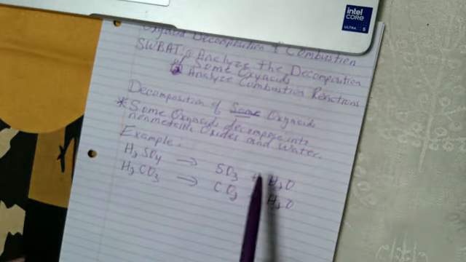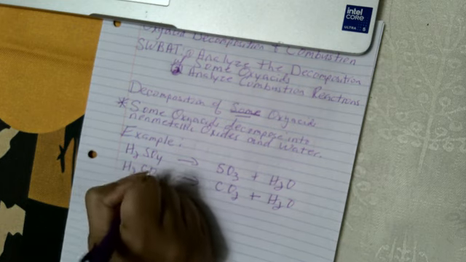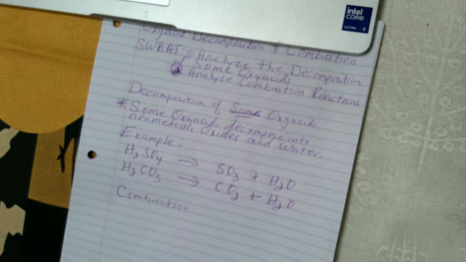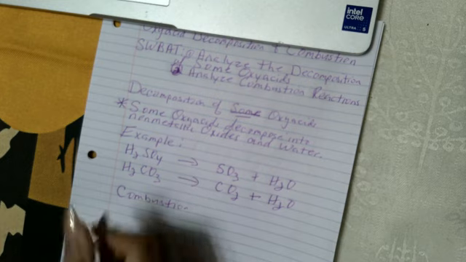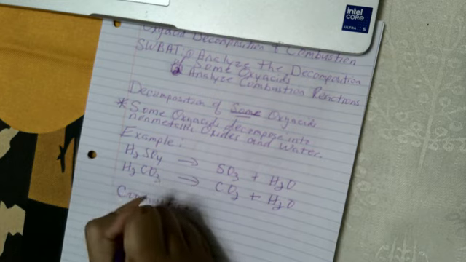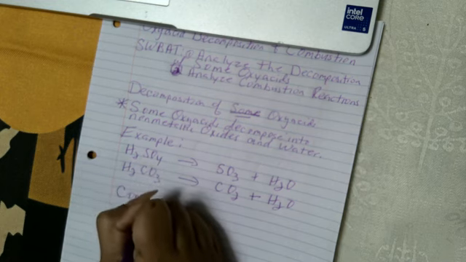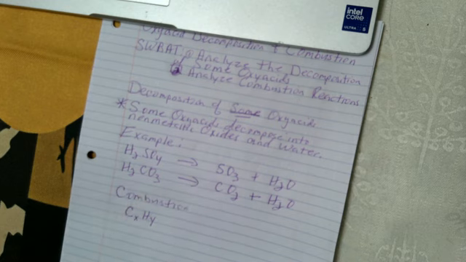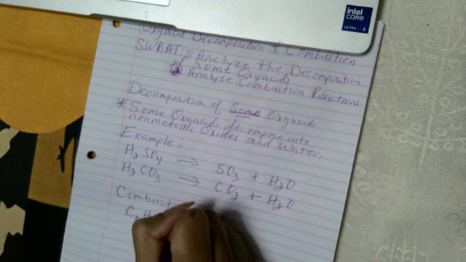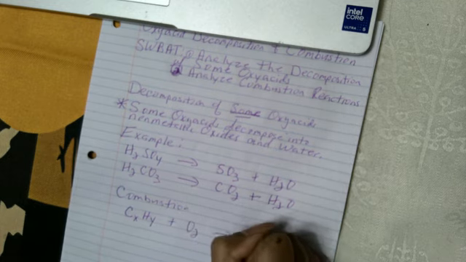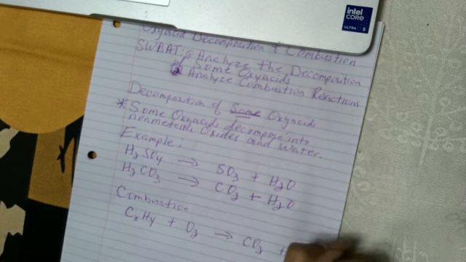The next type of reaction is called a combustion reaction. And what I'm going to do first, let's write combustion. And I'm going to give you the general formula for a combustion reaction. Okay, this is going to be with the hydrocarbon, CxHy. The x and the y are numbers. They change. Plus oxygen yields carbon dioxide plus water.